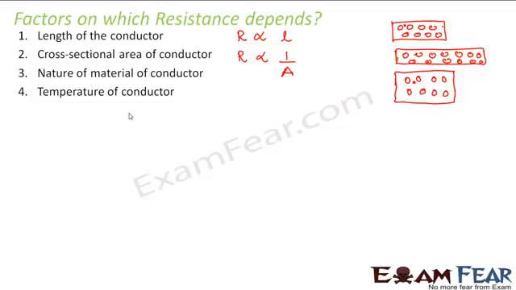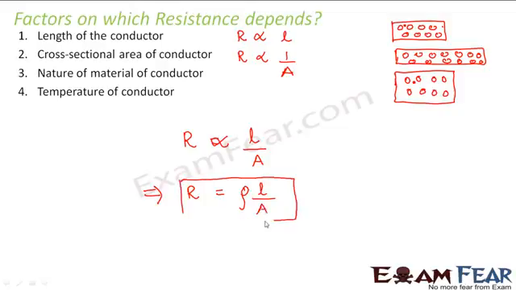So these are some of the things on which the resistance depends. So from this, we can say that the expression for resistance can be written as R is directly proportional to L by A, because it is directly proportional to length and inversely proportional to A. Again, to remove this proportionality, we will introduce a constant called rho. And what is this rho? This rho is known as specific resistance, or sometimes it is also known as resistivity.